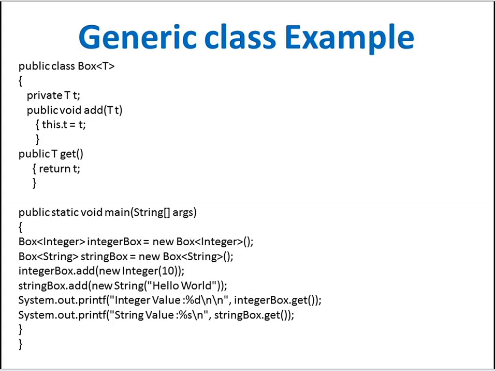Then Box<String> stringBox equal to new Box<String>. Memory is allocated for the string. integerBox.add new Integer 10 and stringBox.add new String hello world. So the next two lines will print 10 and hello world. If you see, this looks like your template class in C++. Only the language is going to change here. So there is not a big difference between template function and template class in C++ and generic method and generic class in Java.